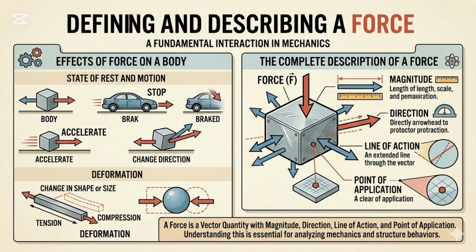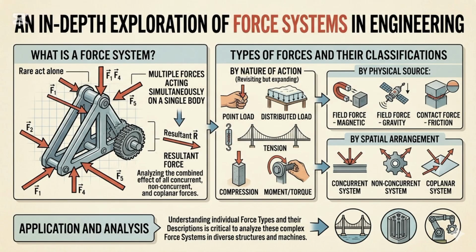In addition to affecting motion, force can also cause deformation, which means a change in the shape or size of a body. A force is a vector quantity, which means it has both magnitude and direction. To completely describe a force, we must specify its magnitude, its direction, its line of action, and its point of application. In real-world engineering problems, forces rarely act alone. Instead, multiple forces act simultaneously on a body, and this collection of forces is known as a force system. Understanding different types of forces is essential to analyze these systems properly.